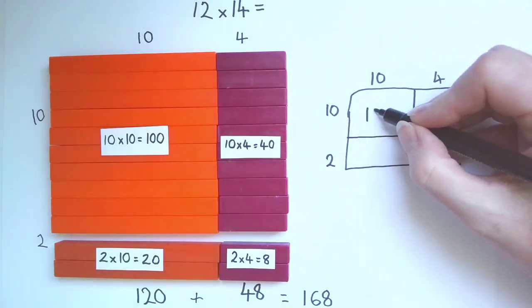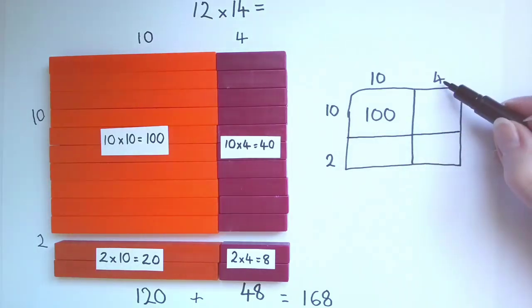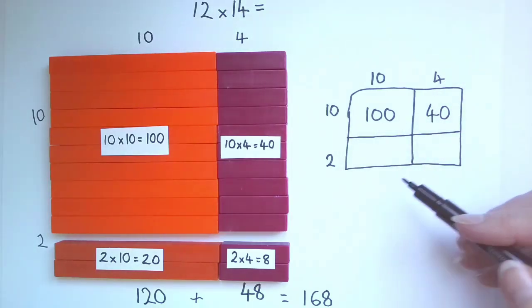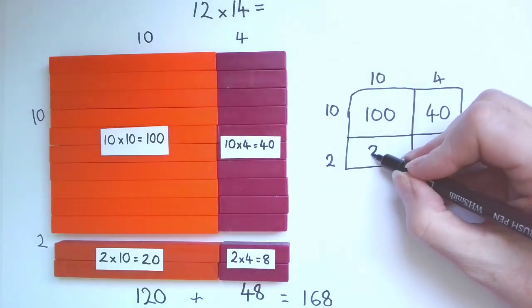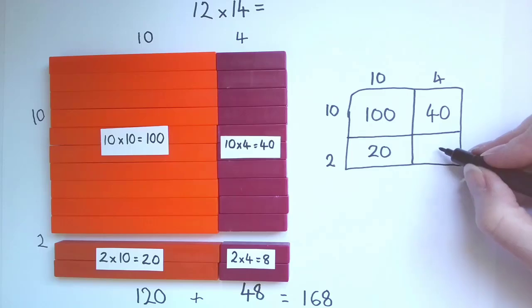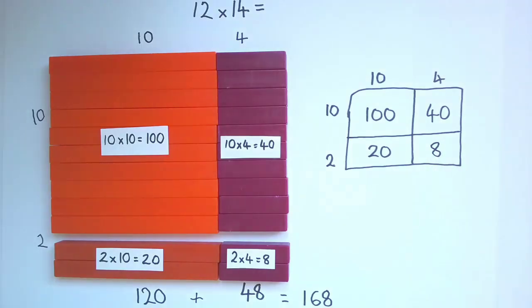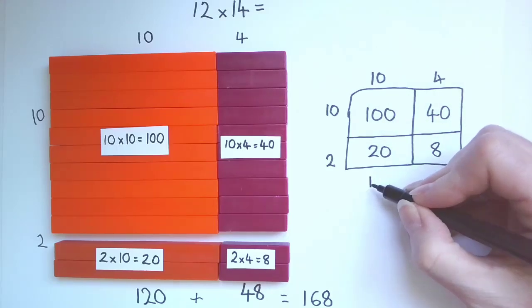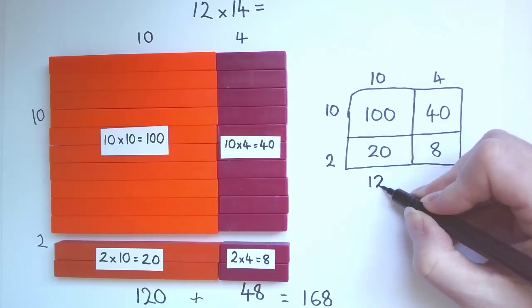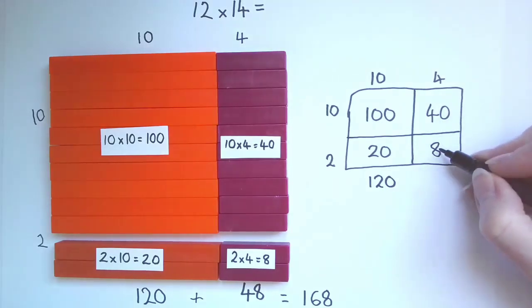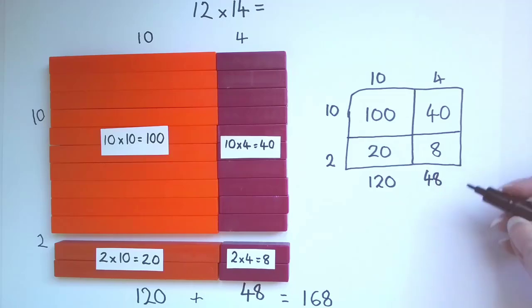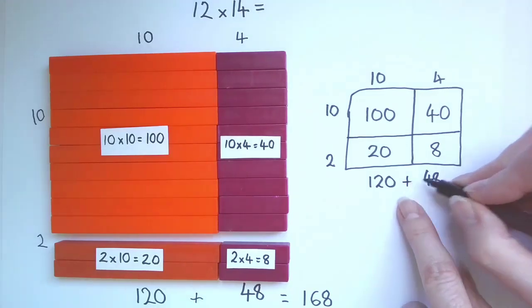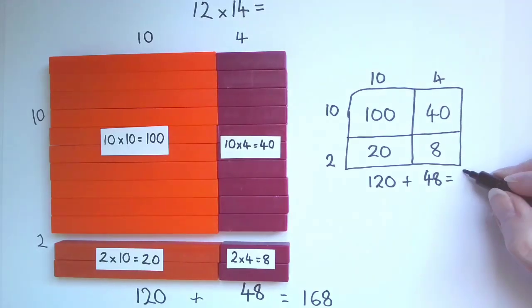10 multiplied by 10 is 100. 10 multiplied by 4 is 40. 2 multiplied by 10 is 20. And 2 multiplied by 4 is 8. And then we need to add them all together. So you can do that in whichever order you like. I'm going to add these columns just like I did here. So 100 plus 20 is 120. 40 plus 8 is 48. And then it's not too tricky to add, so I can just see that that would equal 168.